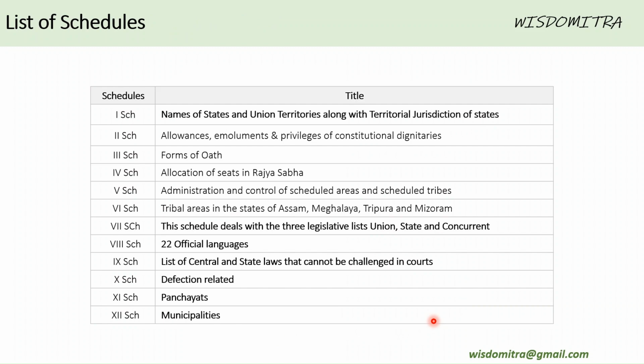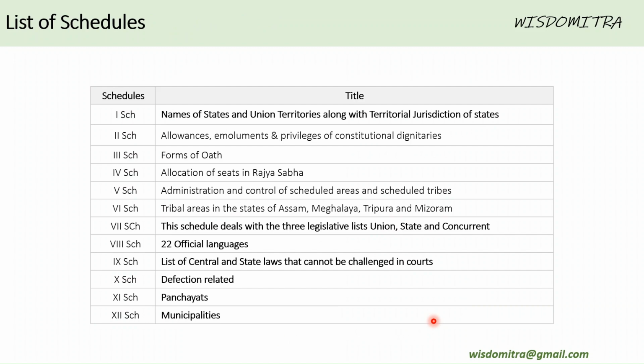Coming to the schedules. So what are schedules? Schedules are kind of addendums or appendix of the constitution, right? They kind of discuss and explain a few points and topics. So for example, if you see first schedule, it talks about what all states are there, and what all union territories are there, what is territorial jurisdiction of each state, etc. Right. So, the layout of state.